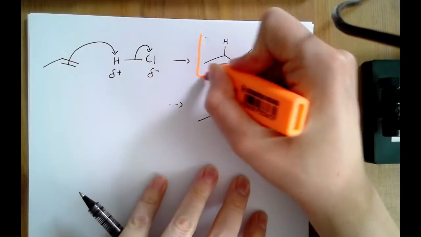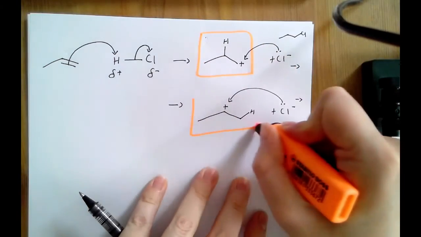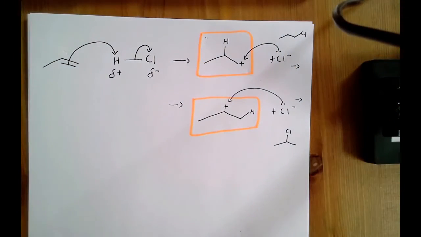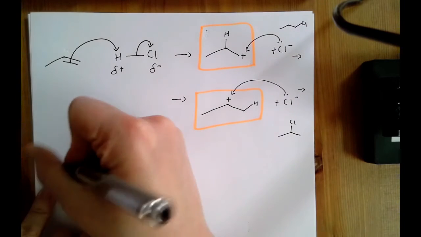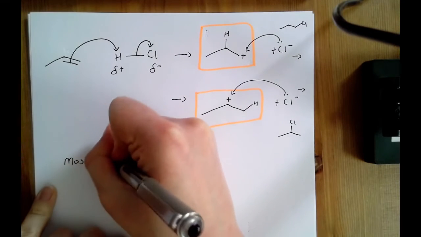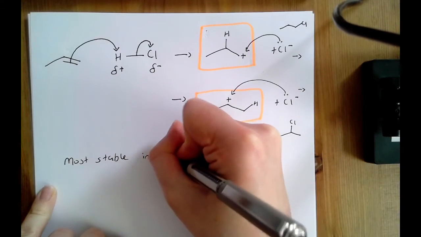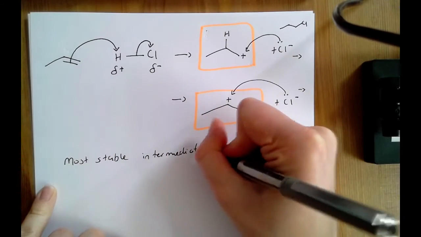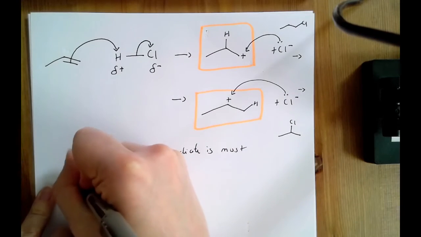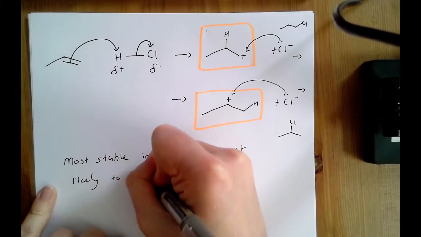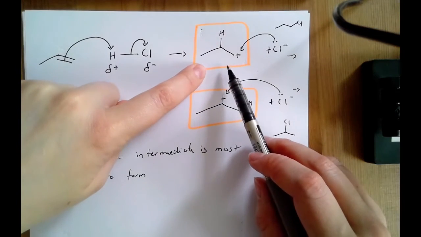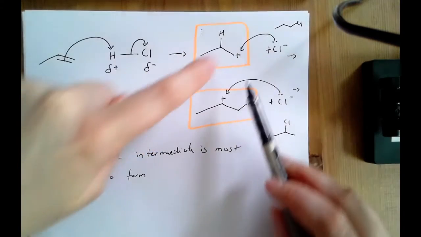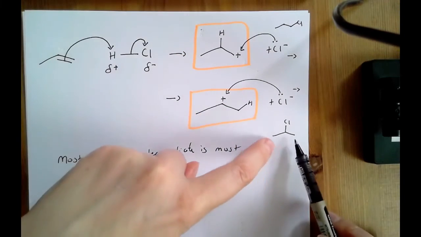So specifically, we're looking here at these carbons with positive charges. You're looking at this intermediate and you need to figure out which intermediate is most stable. The intermediate that is most stable is most likely to form. So the most stable intermediate is most likely to form. Therefore, it's going to be your major product. So if this intermediate was the most likely to form, then this would be the major product. If this intermediate was most likely to form, then this would be my major product.